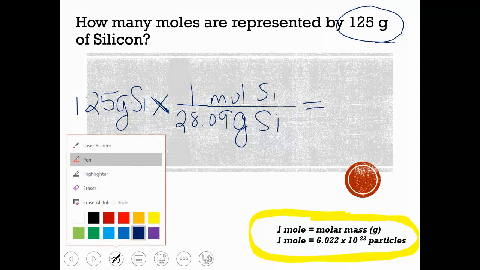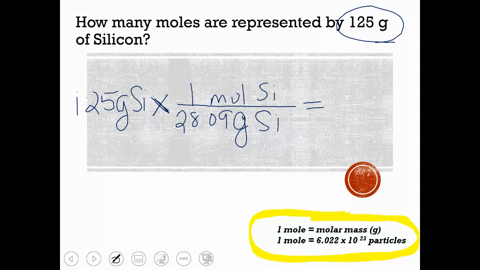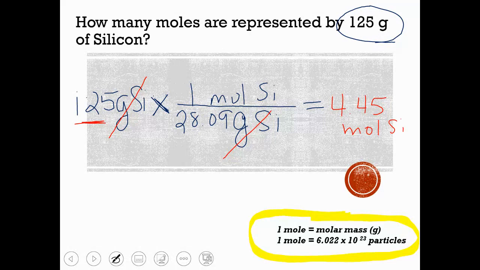You see that by setting it up that way, just like the other factor labels we've done, when you're converting, for example, inches to feet, you would put the 12 inches on the bottom. We put the grams on the bottom so that the units divide out. So we take 125 divided by 28.09, and I'm going to keep 3 sig figs in my answer because 125 has 3 sig figs, and I get 4.45, and the label is moles of silicon.